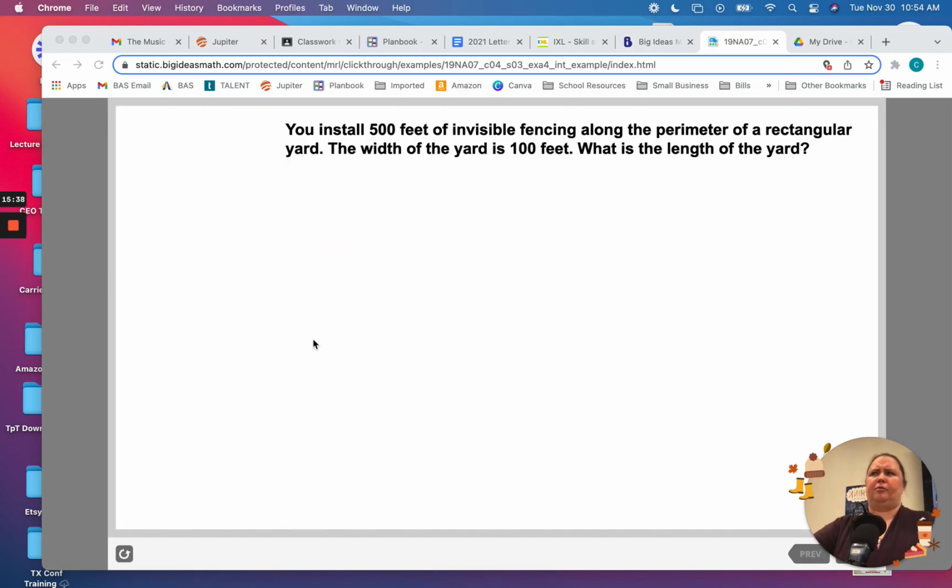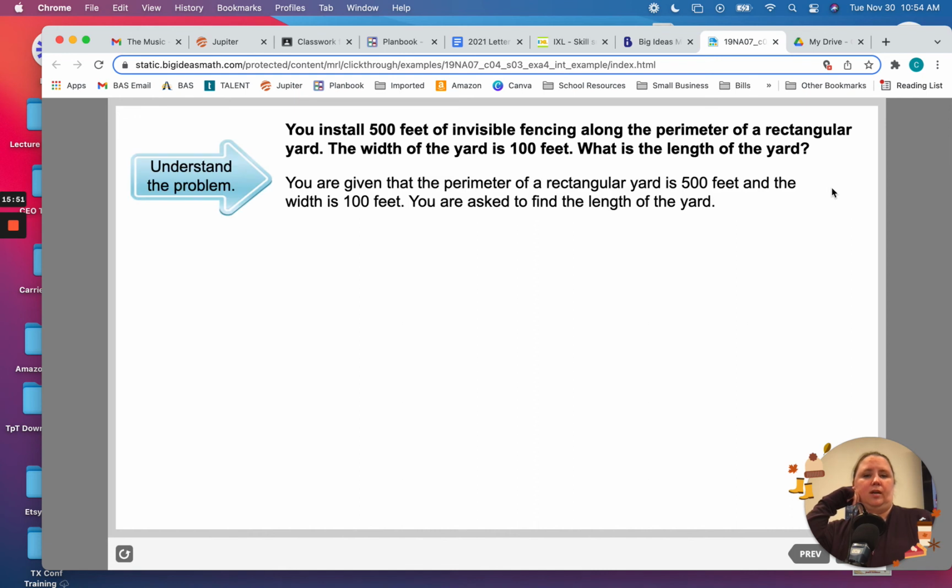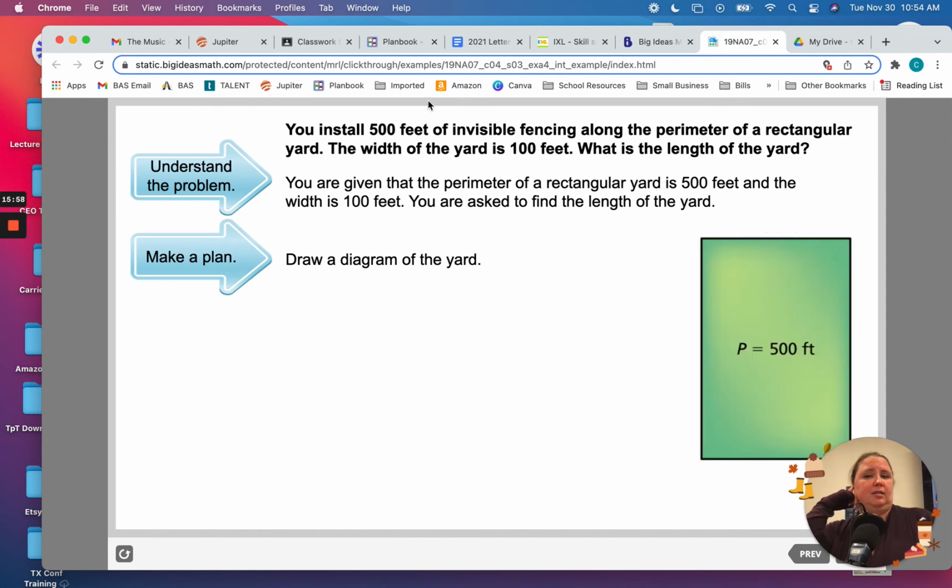Was this example 4? Yes. Example 4. You install 500 feet of invisible fencing along the perimeter of a rectangular yard. The width of the yard is 100 feet. What is the length of the yard? So whenever I do word problems that talk about these measurements, I draw a picture. So we have a yard, and it tells you that the perimeter of the rectangle is 500 feet. Perimeter means this whole thing, right? Yes, draw it.